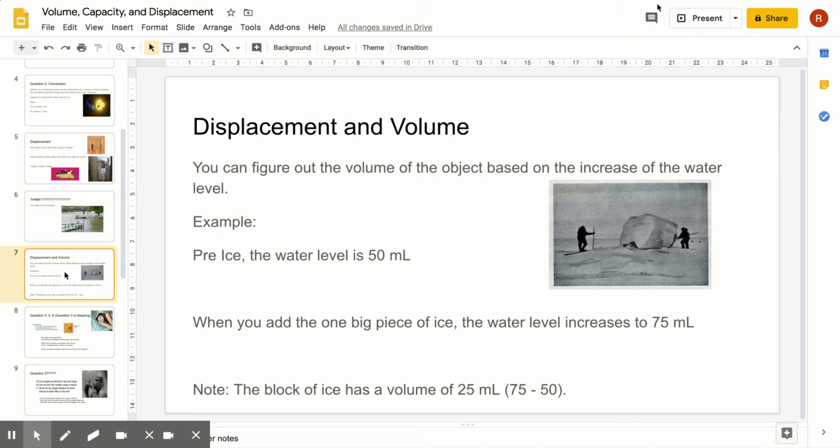That's kind of what Archimedes came up with. So again, just to recap, the water level is 50, you put in one big piece of ice, the water level increases to 75 mils, you subtract the two, you figure out that the volume of that block of ice is 25 mils, and it's also the same amount of water that's being displaced.